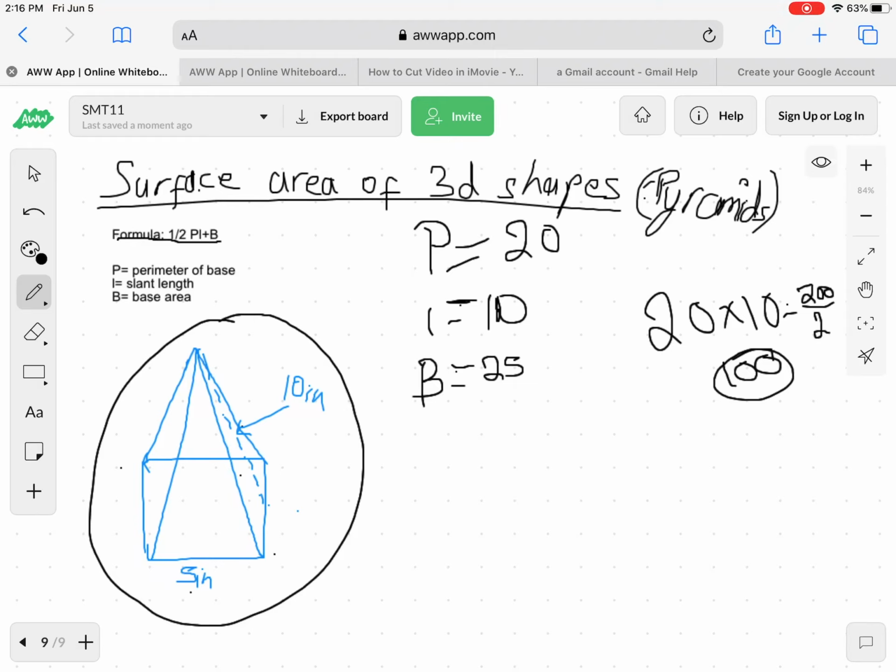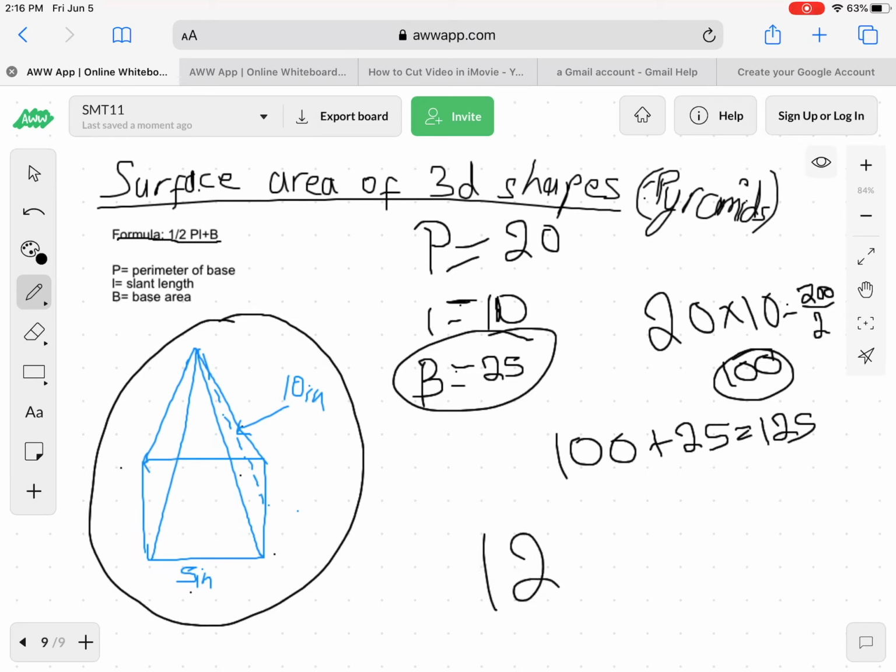Now, we already have the second part here. B is 25. So now all we have to do is 100 plus 25, which is 125. So our final answer would be 125. And look, right here it says inches, so inches squared.